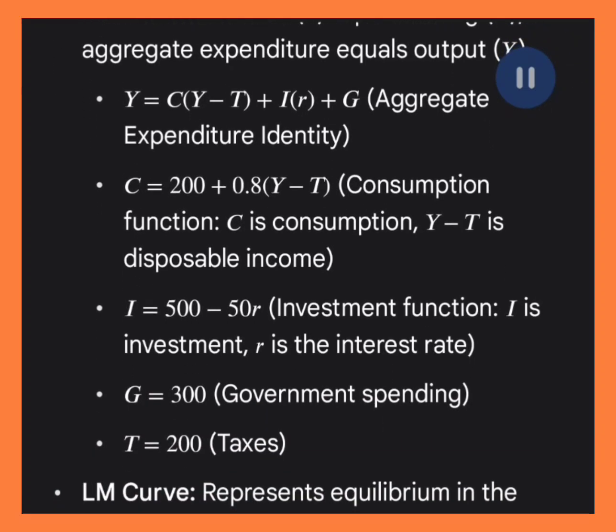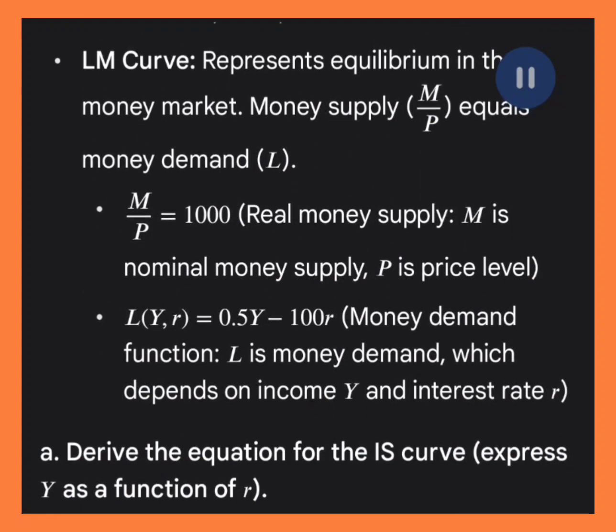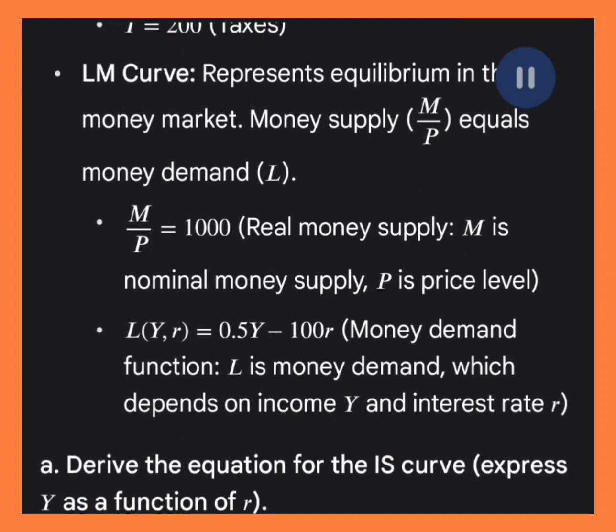The LM curve represents equilibrium in the money market. Real money supply M/P equals money demand L. M/P equals 1000, where M is the nominal money supply and P is the price level. L(Y, R) equals 0.5Y minus 100R, the money demand function, where L is money demand, which depends on income Y and interest rate R.